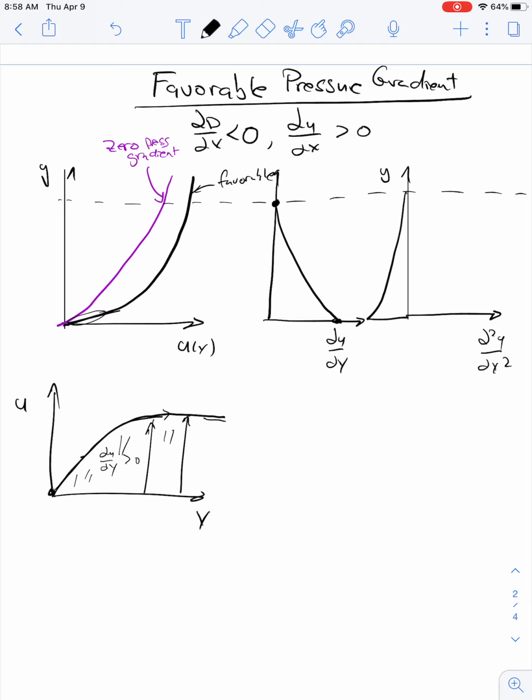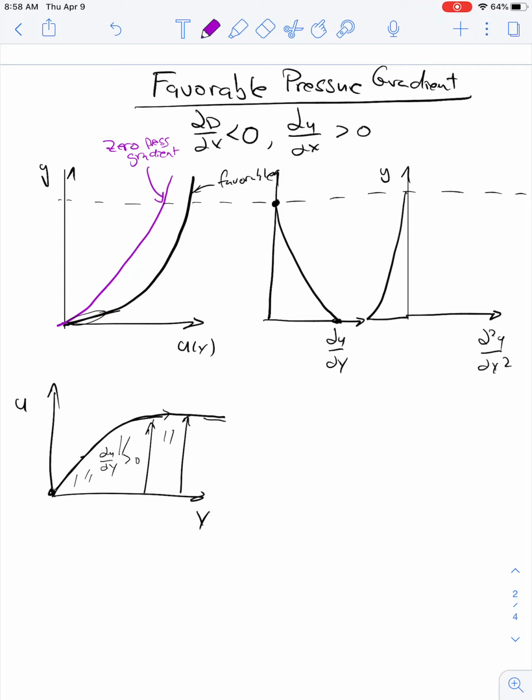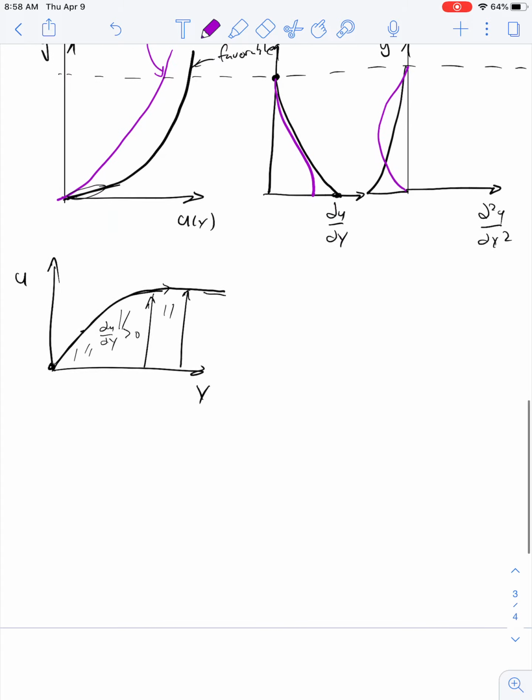It'll look something like this. Just to talk about it a little bit, what does the zero pressure gradient case look like? Well, it turns out that at the wall we're going to have a zero, so we're going to do du/dy. It looks like this for the zero pressure gradient case. And at the wall, the second derivative is equal to 0, so it's going to go up like this, and of course go back to 0. So this gives you an idea of what the profiles look like for a favorable pressure gradient.